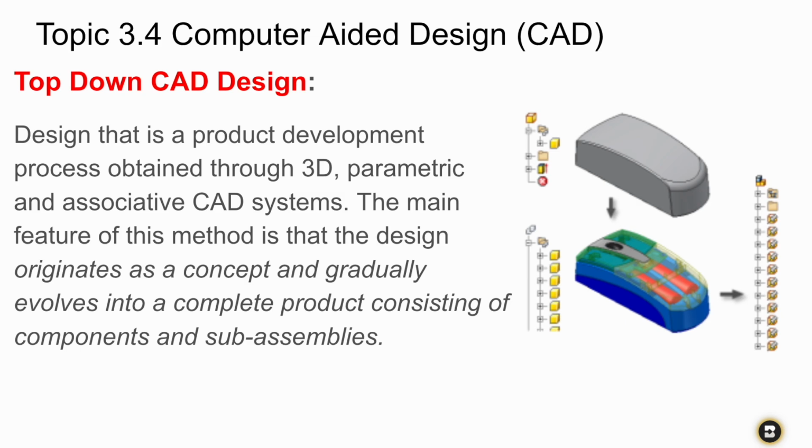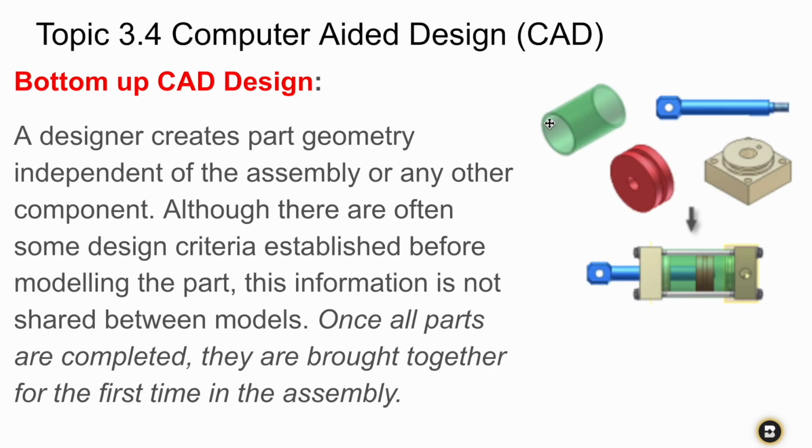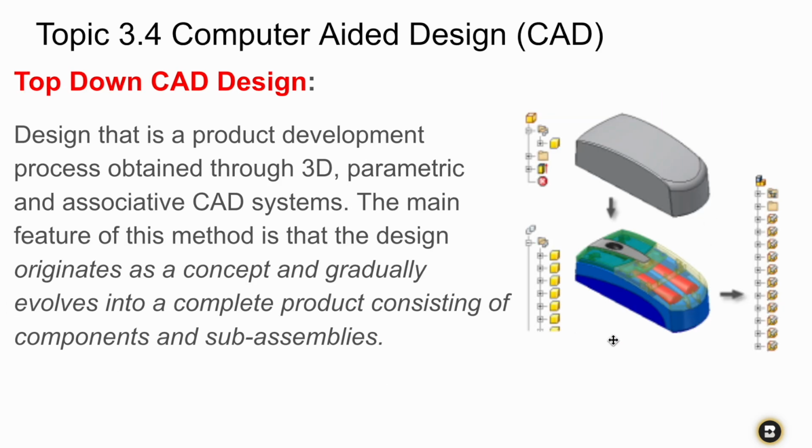So I think the major difference between bottom-up and top-down is that with bottom-up, you're designing all the components separately and then bringing them together. With top-down, you're actually designing them as they would be in the design. So you're designing them kind of assembled. You're not assembling them after, you're designing them as you would assemble them. So I think that's the big difference between bottom-up and top-down.